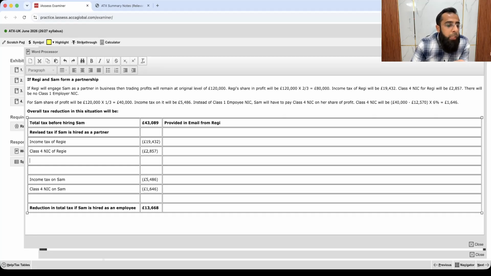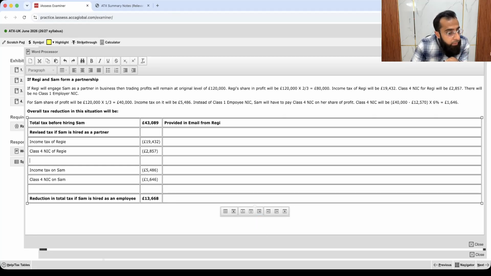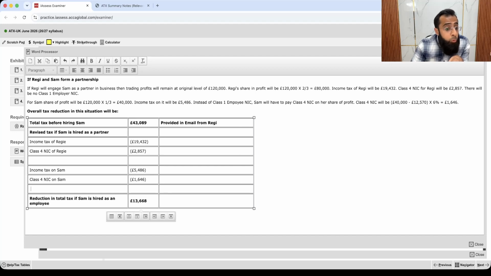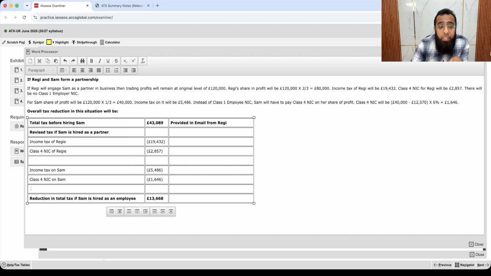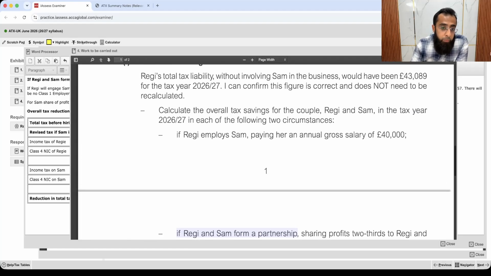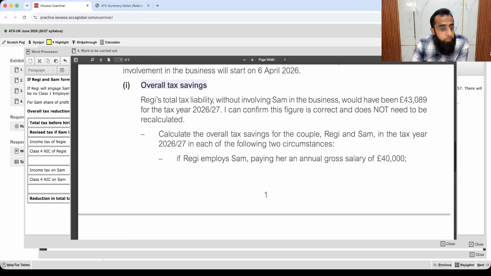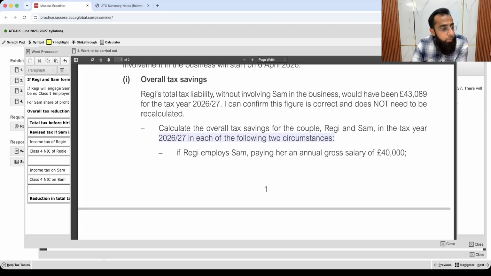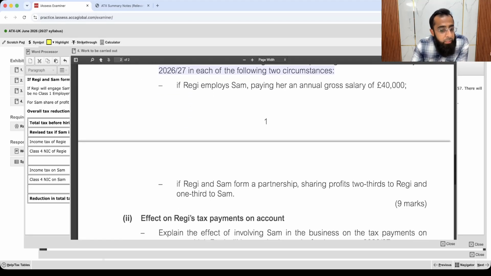Okay. So I believe that if you look at the things carefully, it's easier to understand and analyze. But obviously, it's important that you follow the approach, you look at the things, you analyze them carefully. And as I said, in order to understand these things, it's very important that you practice complete exam papers. So overall tax saving, we have to calculate overall saving for the couple, Regi and Sam in the tax year 26-27 in each of the following circumstances. So we have calculated that reduction in total taxation. I hope that you guys are getting it.